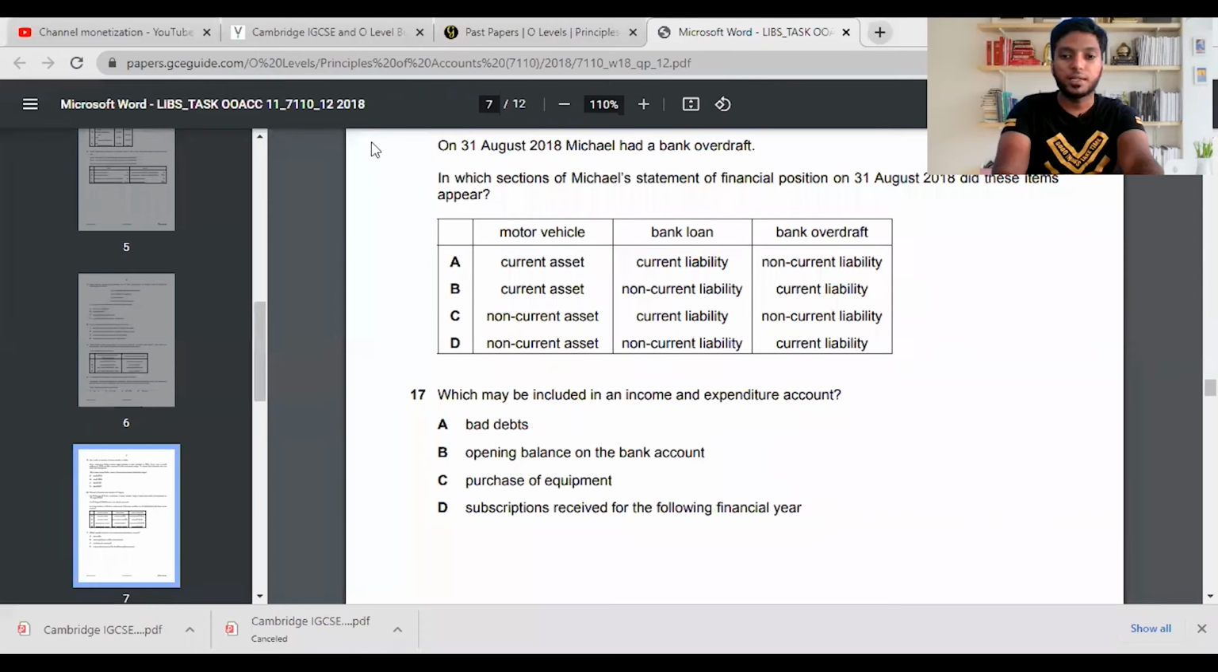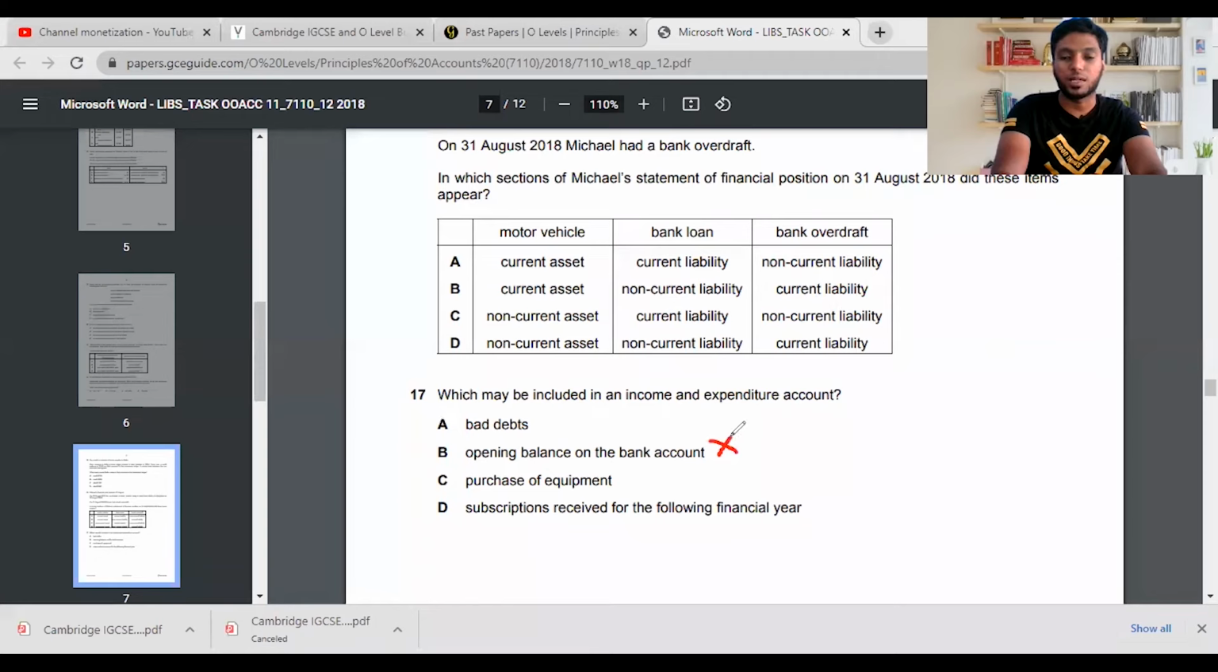It will not be B. The reason is that the opening balance on the bank account is the bank's starting balance. So it is almost like a cash book. When you are talking about a not-for-profit organization, we don't say cash book. We say it as receipts and payment. So receipts and payment is not there. So I will not take B as an answer.